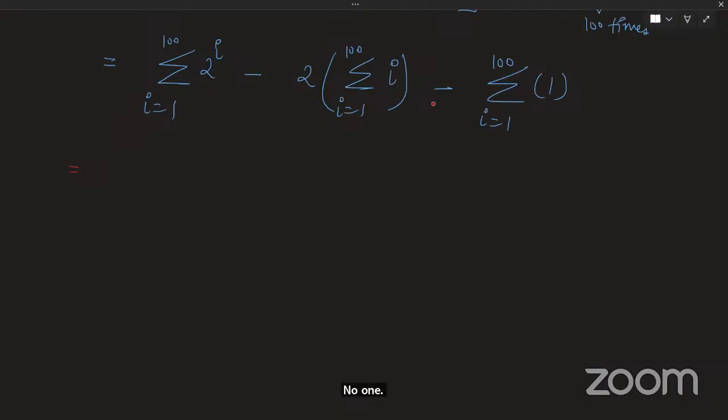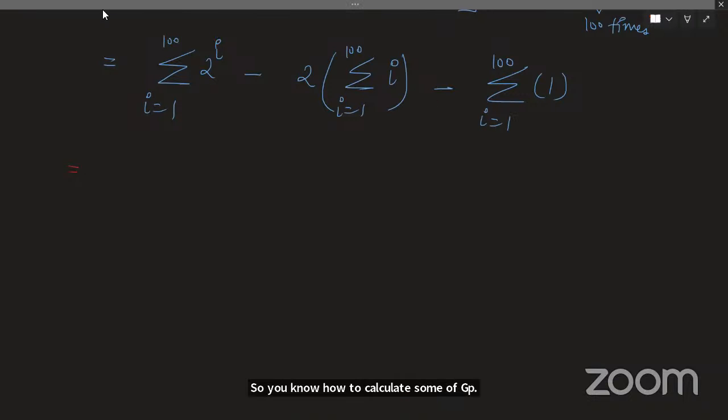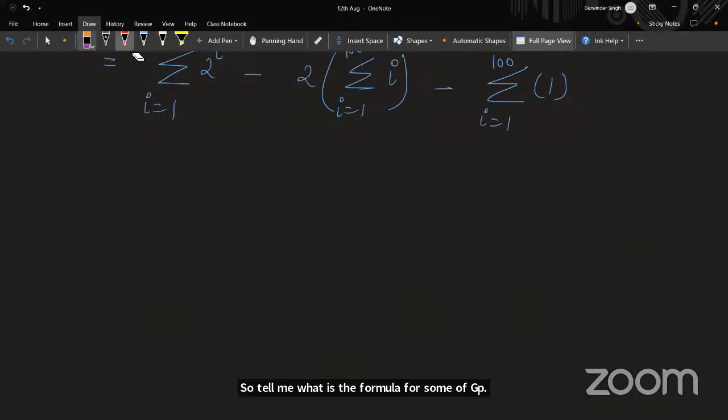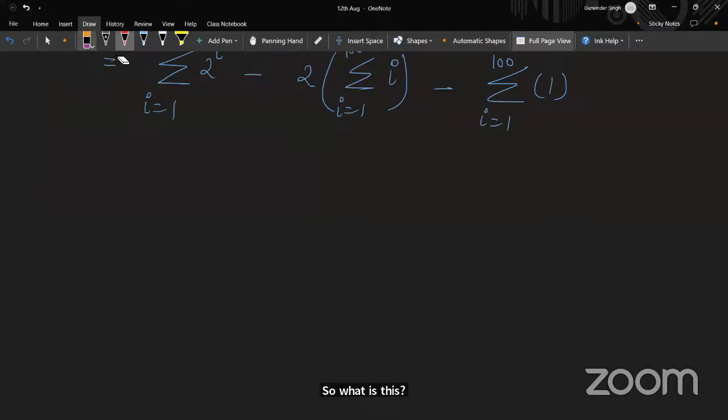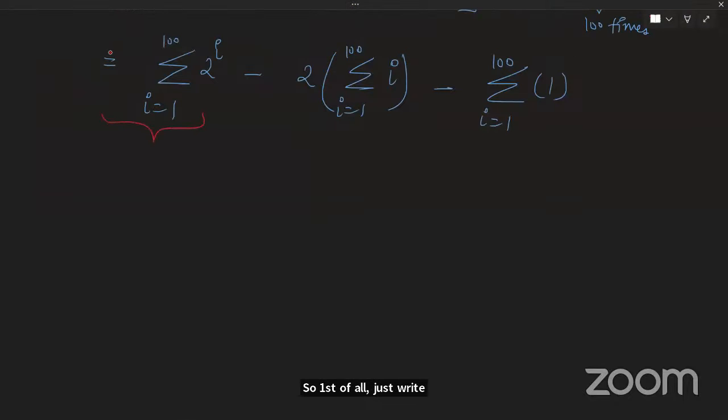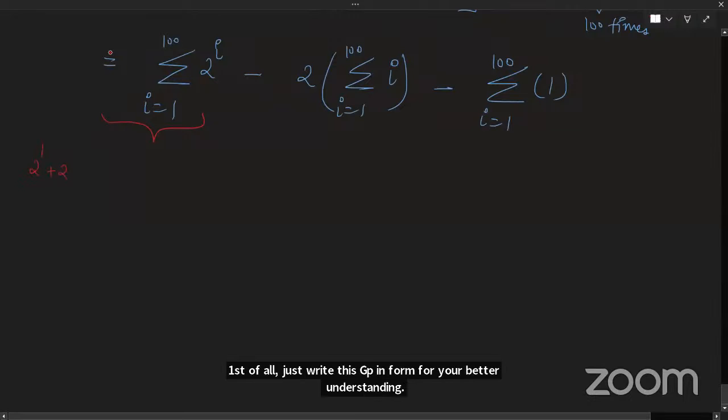It is just a basic GP, right? So you know how to calculate the sum of a GP. Tell me, what is the formula for the sum of a GP? First of all, write this GP in expanded form for your better understanding. It is basically 2 raised to 1 plus 2 squared plus and so on till 2 raised to 100, right?